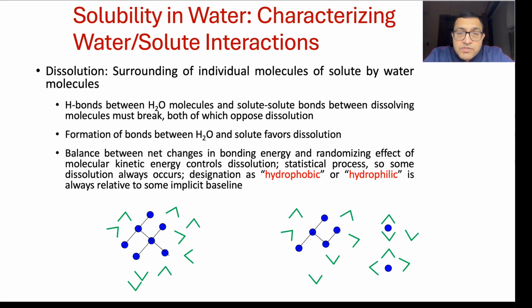Okay, moving on to solubility in water. How do we characterize the water and solute interactions? Solute, I should define, is anything we are trying to dissolve in water. That's called a solute. And the water is the solution. Solution is the substance in which you're trying to dissolve the solute. And dissolution is the process of dissolving the solute in the solution. So dissolution, technically, is the surrounding of individual molecules of solute by water molecules.